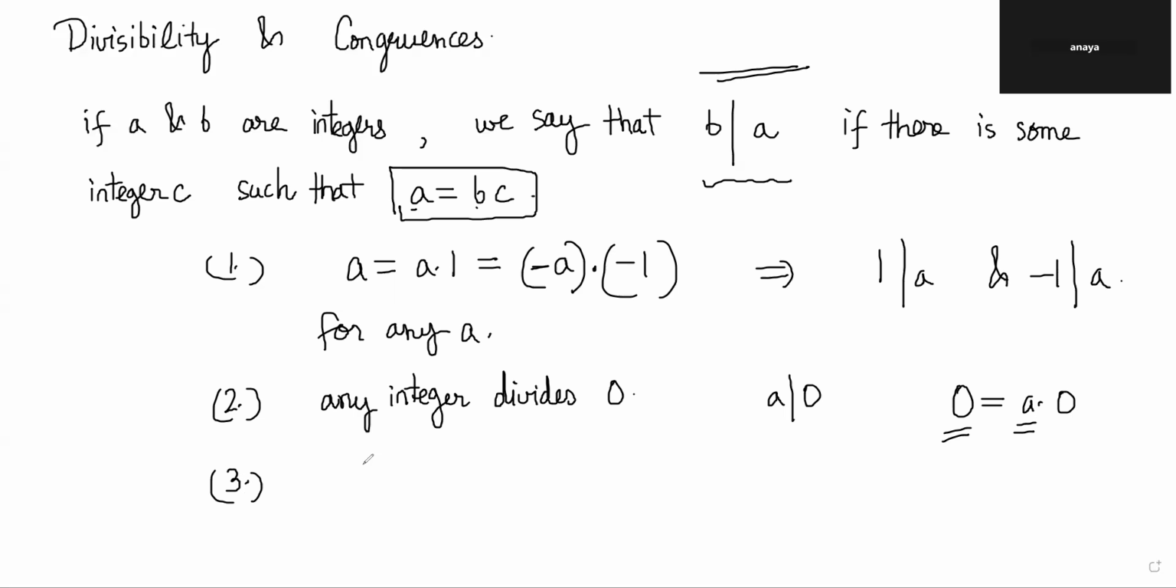Then the third consequence is the only divisors of 1 are plus 1 and minus 1. That is obvious. Again, the only divisors of 1 are plus 1 and minus 1.